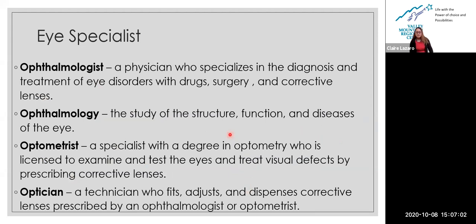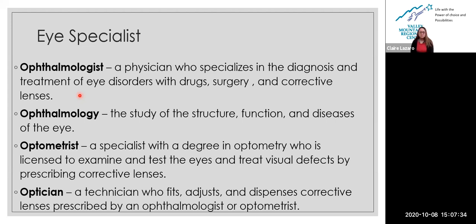And then I got this slide because most of the time people get confused as to which specialist does what. So just to clarify, an ophthalmologist is really a physician who specializes in the diagnosis and treatment of eye disorders. They give drugs, medications, they do eye surgery, they also do corrective lenses. Ophthalmology is the study of the structure and function of the diseases of the eye.